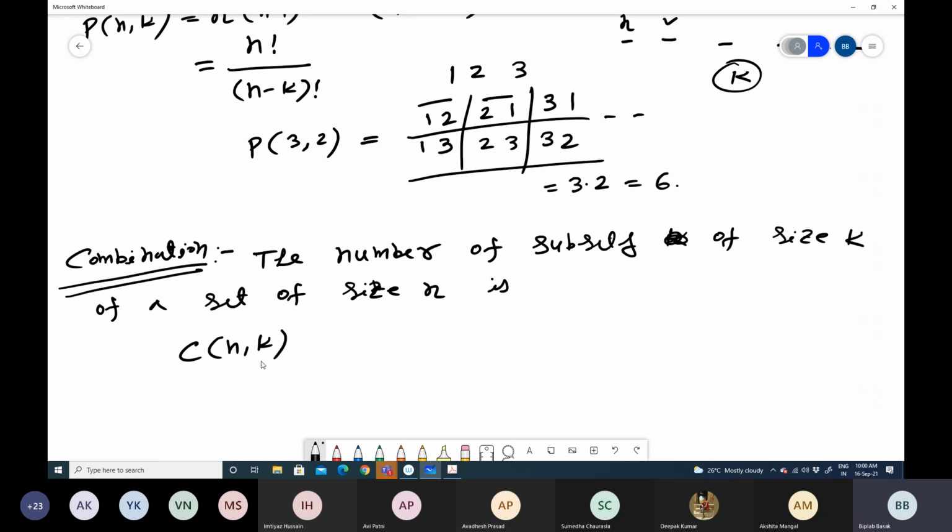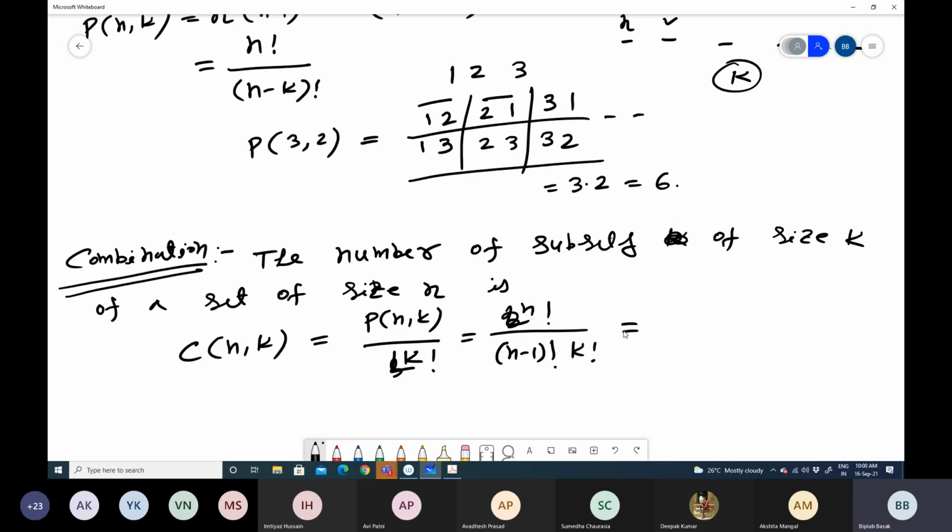if you denote it by C(n,k), then it is first P(n,k). So when you fill the elements in this way, you can permute, but since the order does not matter, you have to divide by factorial k. Because you choose those k elements, right? And the order does not matter. So you have to divide by this factorial k. And then that will be factorial n divided by factorial k times factorial n minus k.